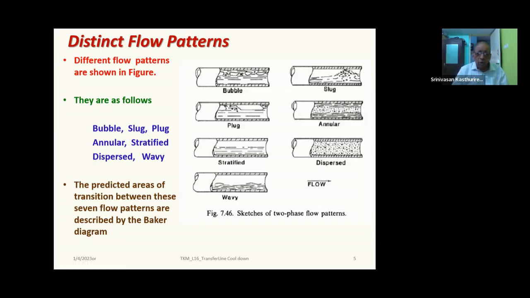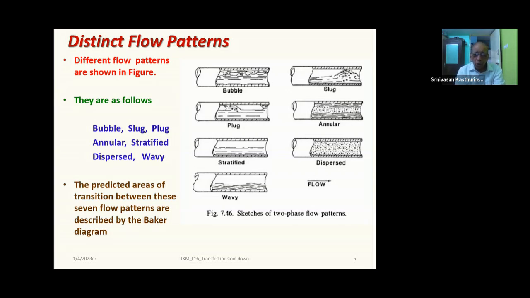Now, stratified flow normally happens at low flow velocities, where there is a very clear boundary between the liquid and the vapor. You can see here the liquid is at the bottom part and the vapor is at the upper side. The vapor is moving on the upper side and the liquid is moving at the bottom side, and they are well separated. This normally occurs at low flow velocities, and this is called a laminar flow or stratified flow.